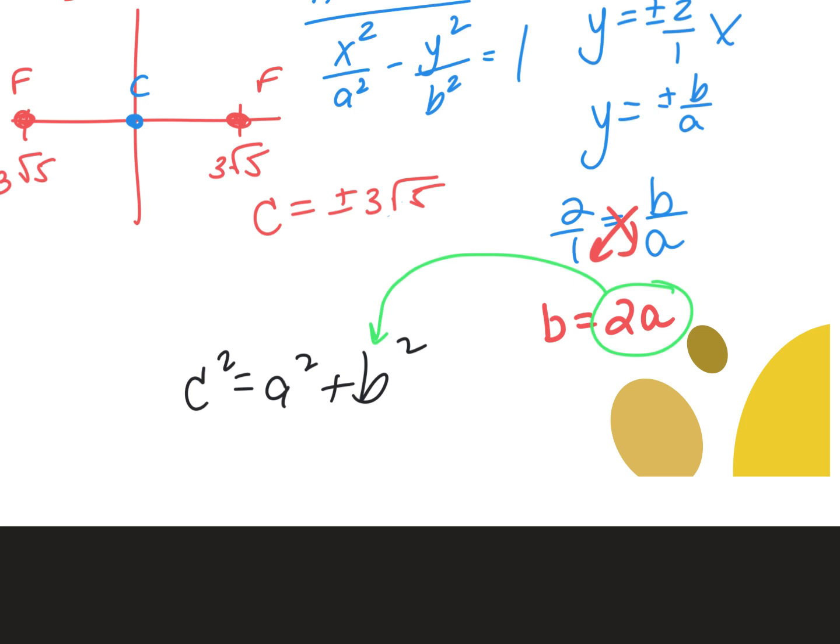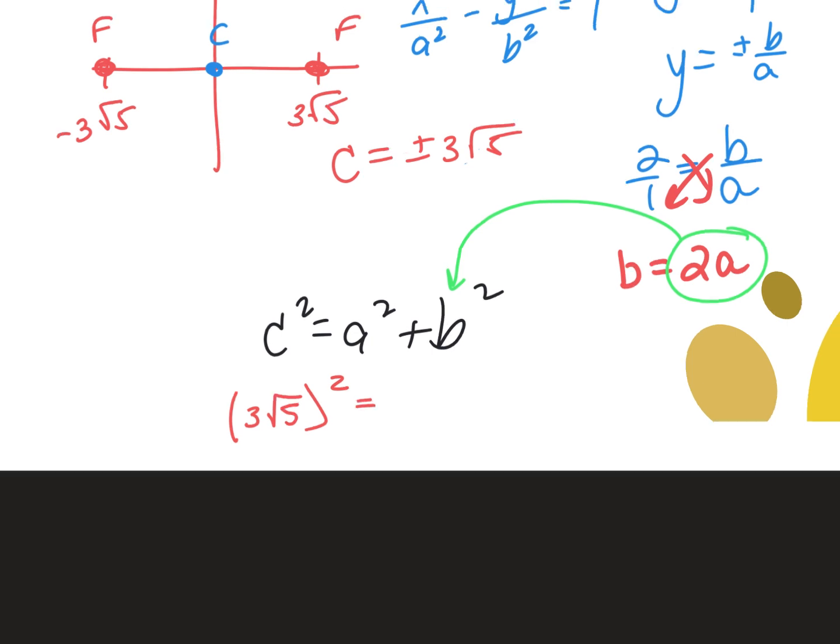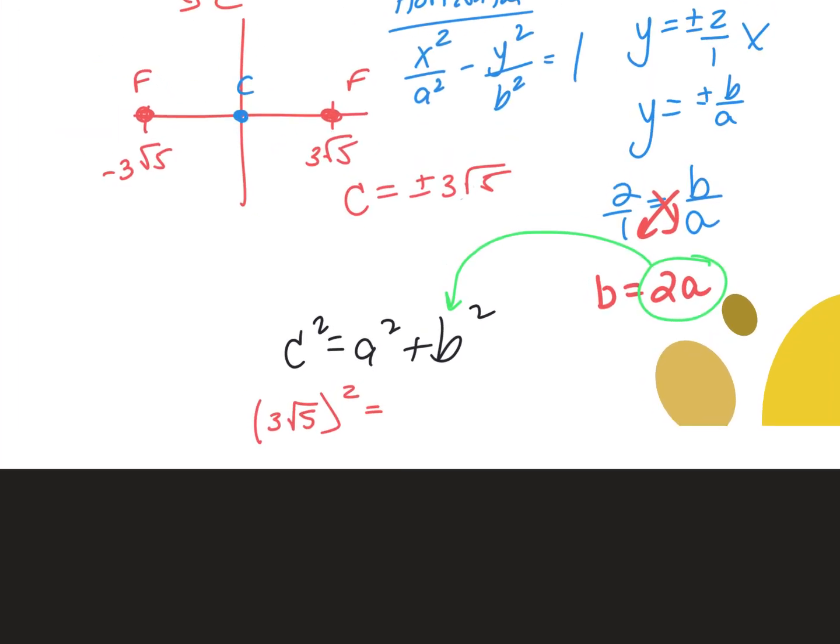Yes, you guys had one of these on WebAssign for your ellipses. It's the same concept. What is your c? My c is 3 square root of 5, and I have to do what with it? Square it. Equals, equals what? A squared plus what?